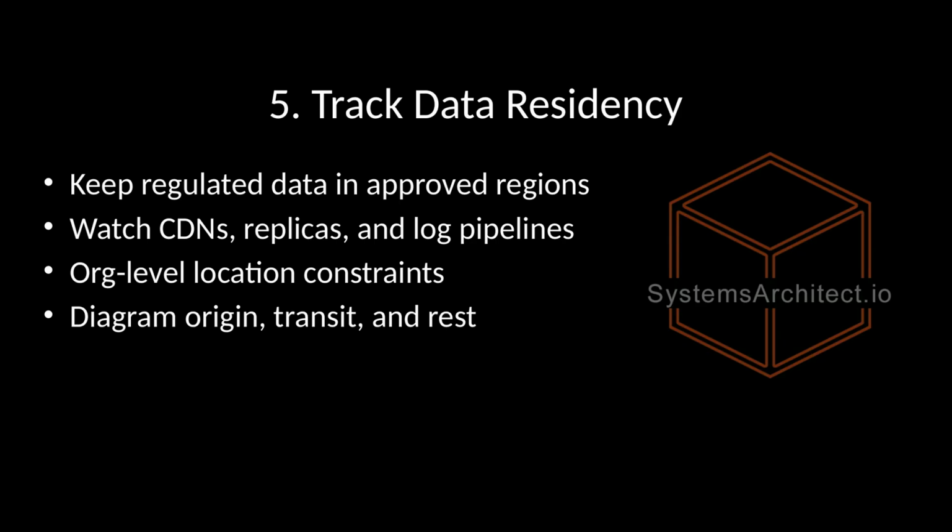On Azure, allowed locations policy, sovereign clouds where required, and service-specific residency docs, plus confidential computing for data in-use protection. On GCP, resource locations organization policy, Assured Workloads for stricter scopes, and VPC Service Controls so data cannot leave a perimeter even with valid IAM.